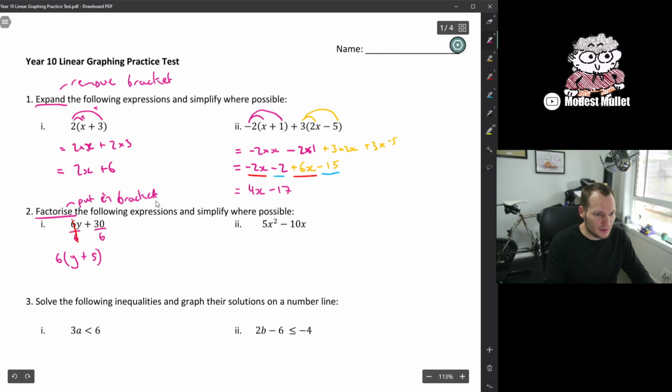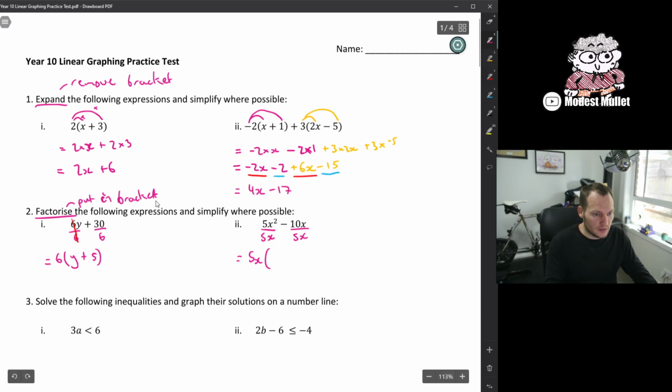In the second one, we have a 5x squared minus a 10x. What can we divide both of these by? Well, I can divide both by 5. And since they have the same letter, or same variable, I can also divide both of these by x. Since I can divide both of these by 5x, that's what I put out the front.